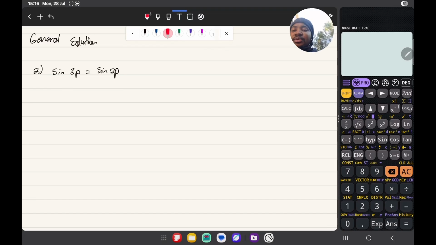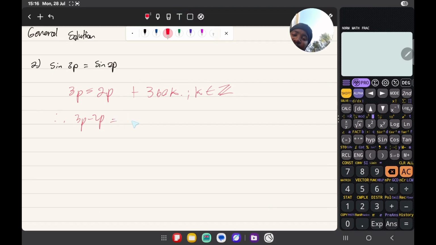So for this one, you already have sine, so with that we can drop the signs and say 3p equals 2p plus 360k, where k is an element of integers. Therefore we have 3p minus 2p equals 360k, and therefore p equals 360k, which is 0 degrees plus 360k.